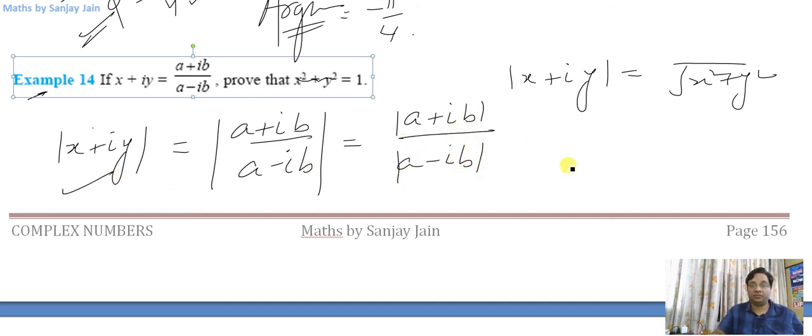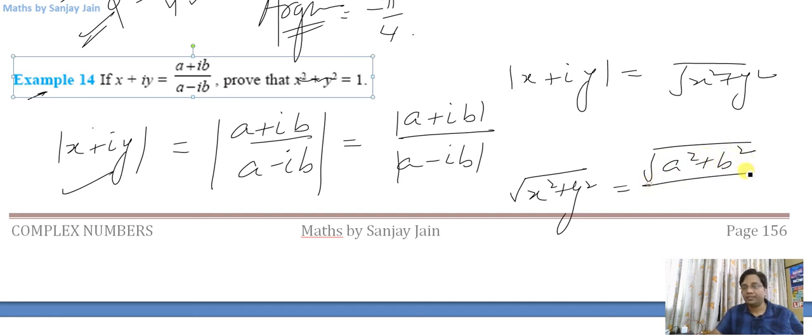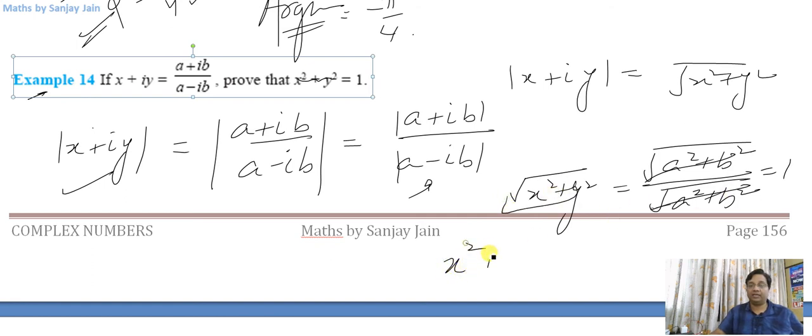Now the left hand side is square root of x square plus y square, and on the right hand side I'll have square root of a squared plus b squared divided by mod of a minus iota b, which is also square root of a squared plus b squared. So this is equal to 1. If I square both sides, I'll have x square plus y square equal to 1.